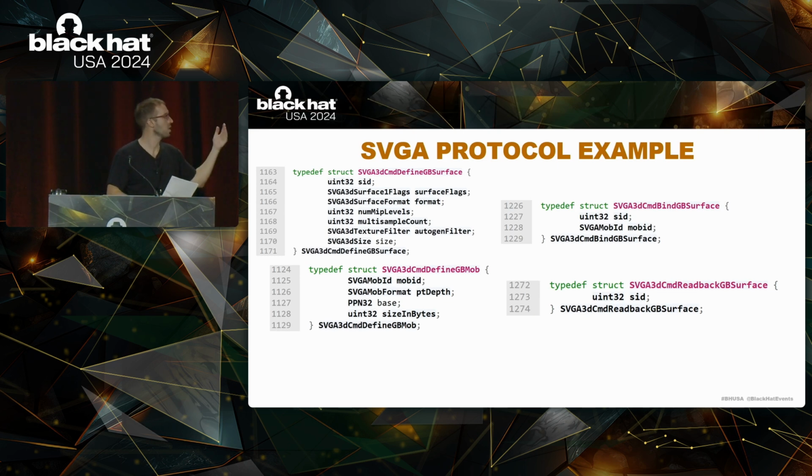And apart from the memory ID, you also must define the PPN, which is the third field, the physical page number. So this will associate some memory in the guest region with a specific mob. Then you can bind, with the next command on the right, a surface and a mob, and this will be used to initialize the contents of the surface with the contents of the PPN provided in the define mob command.